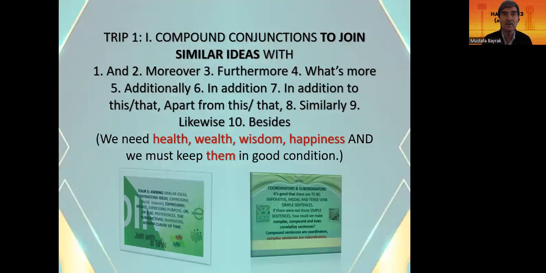Now, this is trip 1 of this tour 5. Roman number 1, compound conjunctions to join similar ideas with "and". Now, these are "and" group conjunctions. You can use all of them or each of them in place of "and": moreover, furthermore, what's more, additionally, in addition to this, apart from this, similarly, likewise, besides. Shall we try a few of them, for example?